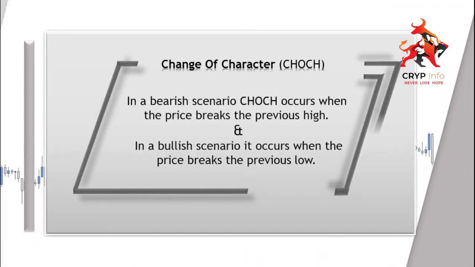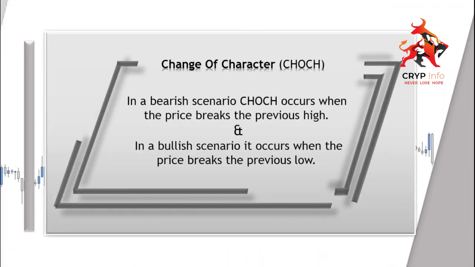The next principle we will discuss here is the change of character, so let us look at its definition. In a bearish scenario, CHOCH occurs when the price breaks the previous high. In a bullish scenario, it occurs when the price breaks the previous low. Although the term CHOCH may seem to be arcane at first, it simply refers to the fact that the market has changed through time.